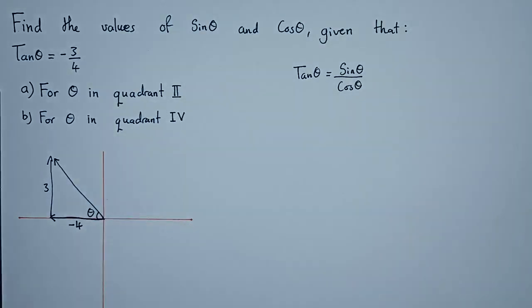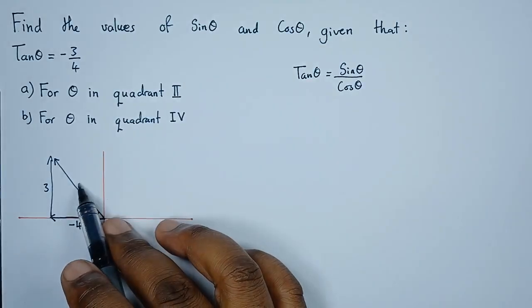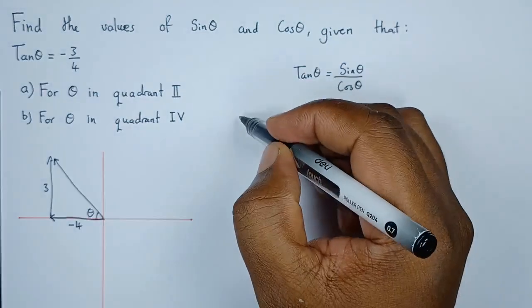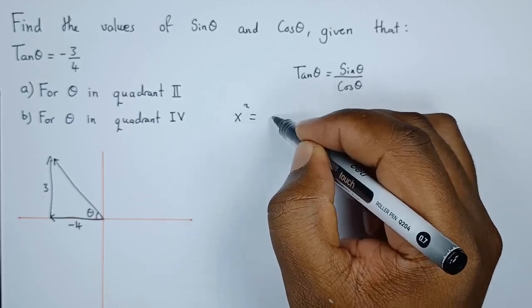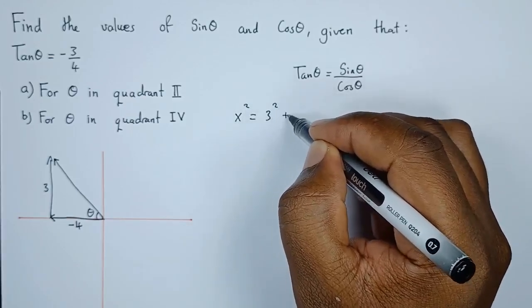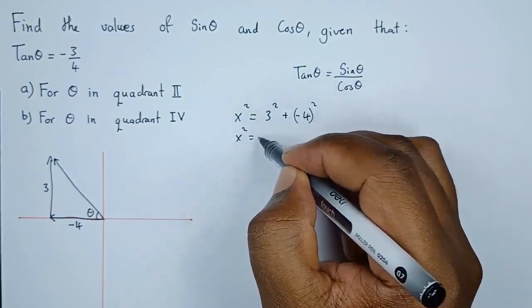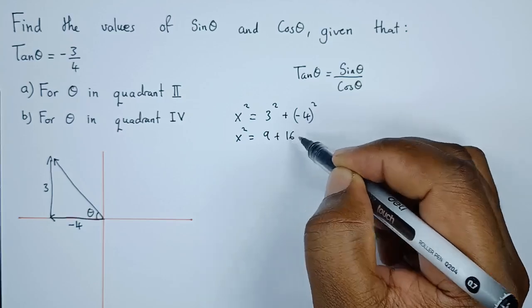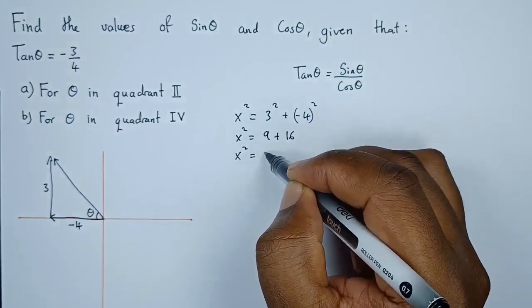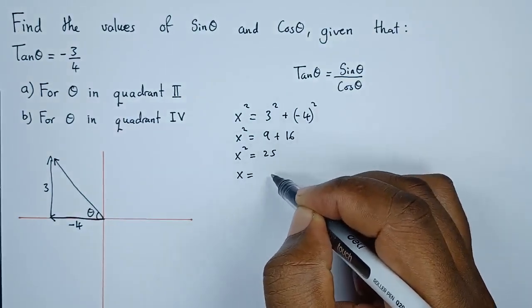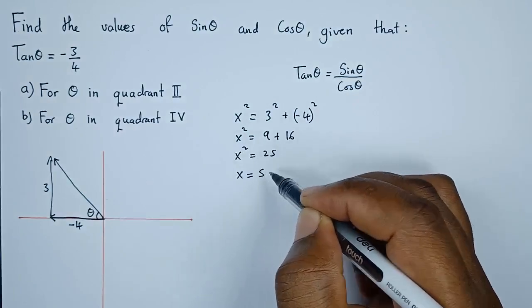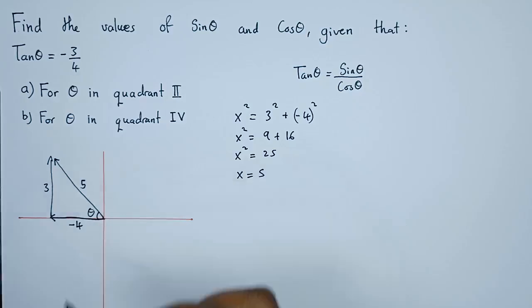We're going to apply Pythagoras theorem so that we say we want the value of x, which is the hypotenuse. We'll say x squared is equals to 3 squared plus negative 4 squared. This will give us 9 plus 16. This will give us 25. Hence, the value of x is 5. So this is a 5.